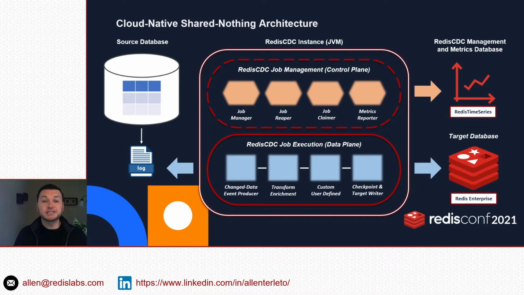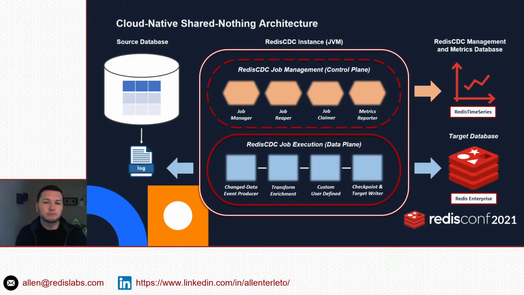RedisCDC's architecture segregates the control plane from the data plane. You can see the services of the control plane at the top responsible for cluster management and managing job ownership, and the data plane at the bottom, which is responsible for job execution. So each instance of RedisCDC can handle both cluster management and process an entire data pipeline end to end without any impact between those concerns.